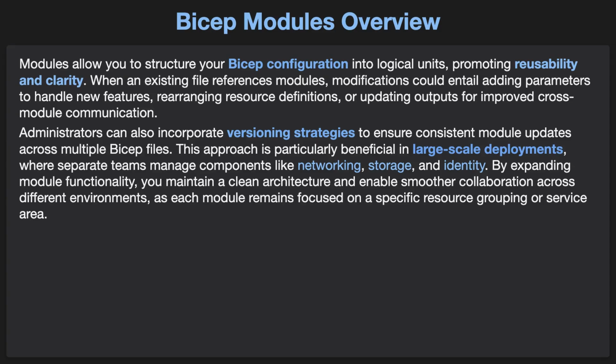Modules allow you to structure your Bicep configuration into logical units, promoting reusability and clarity. When an existing file references modules, modifications could entail adding parameters to handle new features, rearranging resource definitions, or updating outputs for improved cross-module communication. Administrators can also incorporate versioning strategies to ensure consistent module updates across multiple Bicep files.